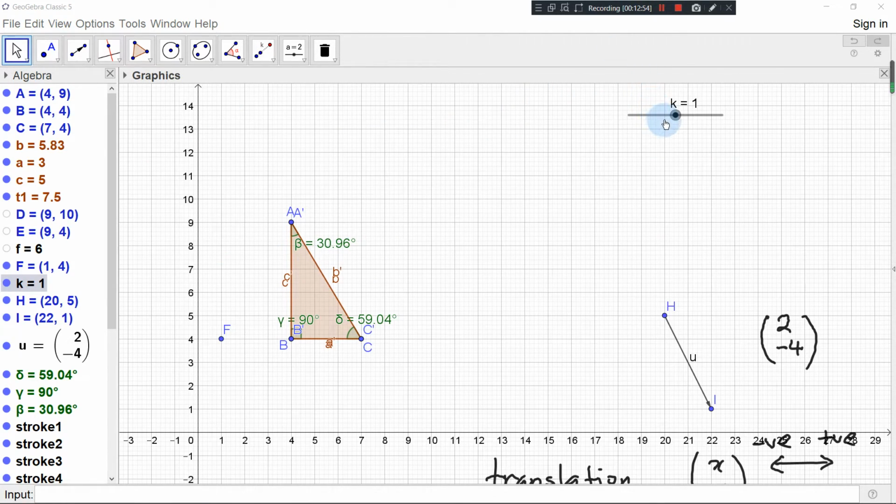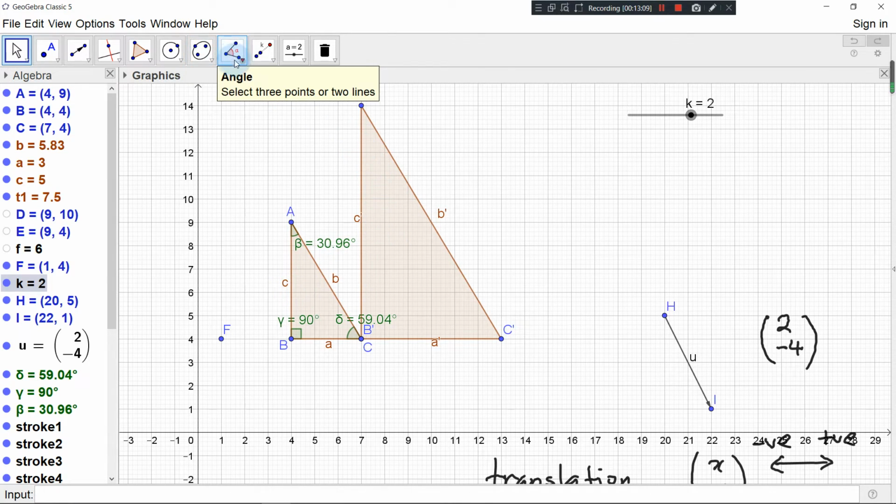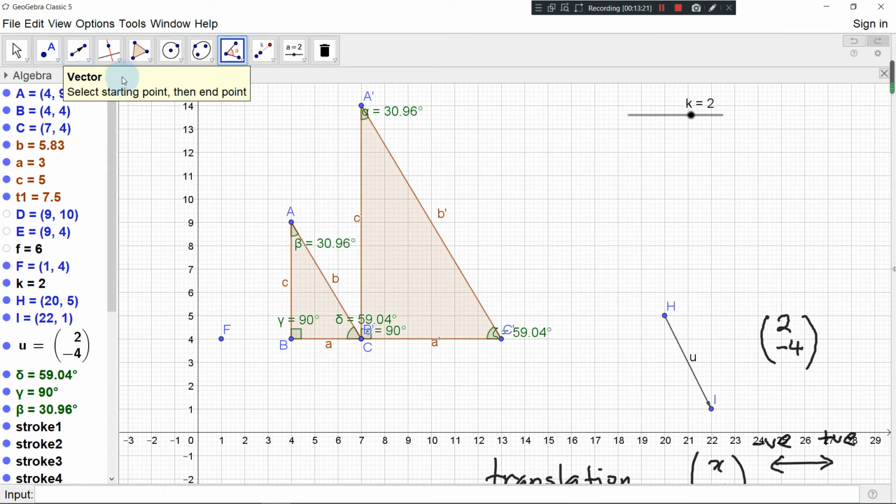Okay, so for an enlargement, we also need a center of enlargement. So now I'm going to enlarge this. Okay, now it becomes bigger. So now you will notice that the shape is still the same, right? Okay, let's see the angles. Angles still the same, the corresponding angles equal, but now the size becomes different, but still proportional.